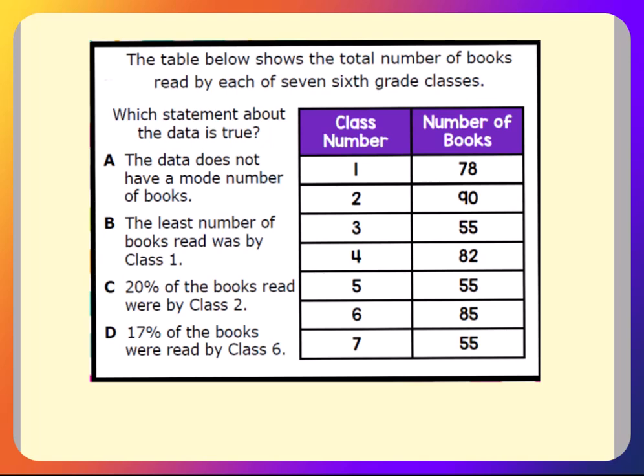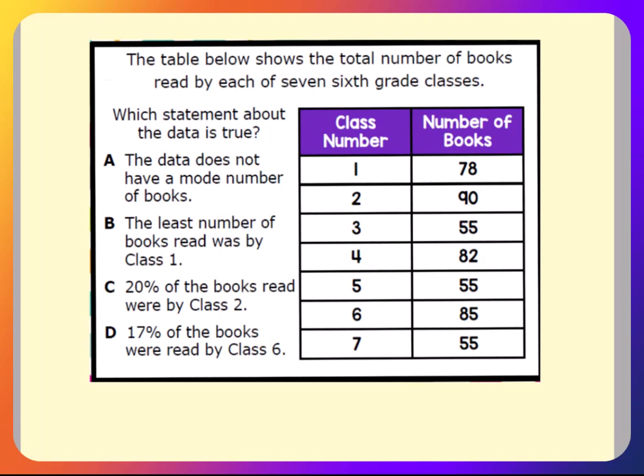Okay, now we're going to use the tables to answer questions. The table below shows the total number of books read by each of 7 sixth grade classes. Okay, I know how many books class 1 read. They read 78. Class 2 read 90, and so on. So the first statement says, we're looking for the statement that is true.